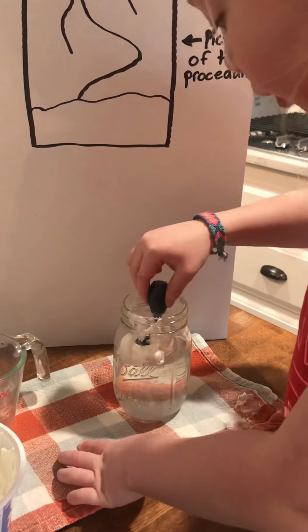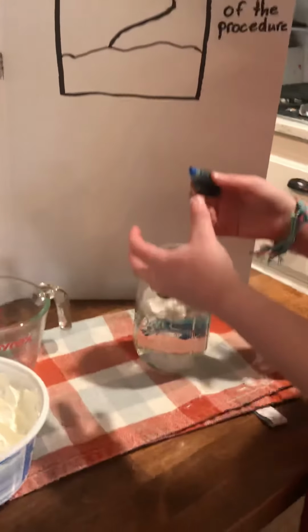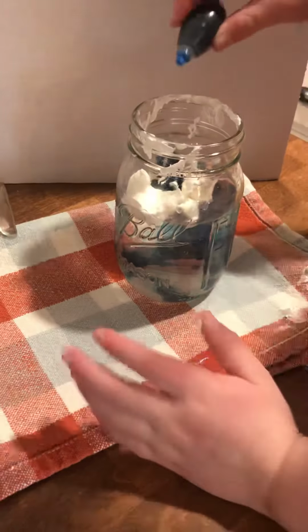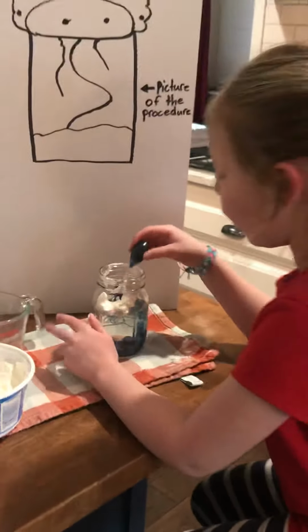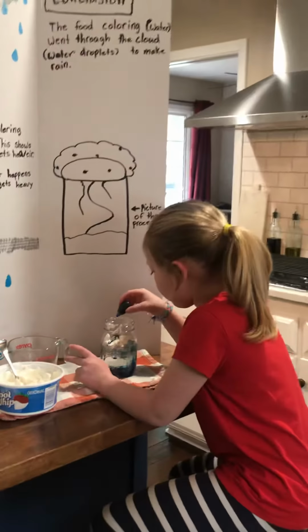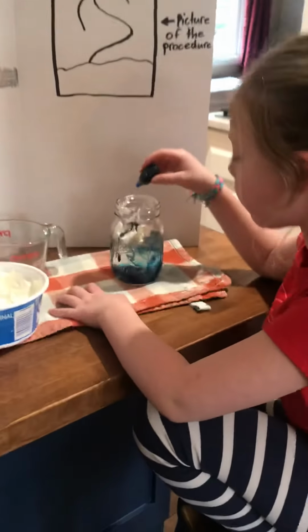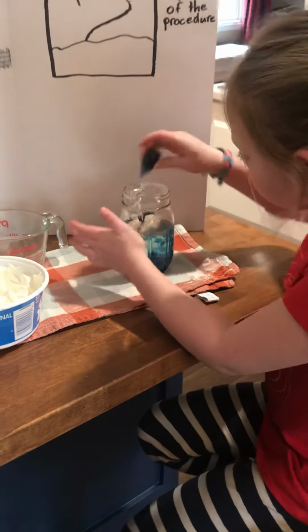And up on top of the cloud, the blue on top of the cloud is where it is forming the droplets. And then when it gets down here, it's falling into like the lake or ocean or pond. See down there, it's falling as the rain. And up here, you can see it's forming the droplets.